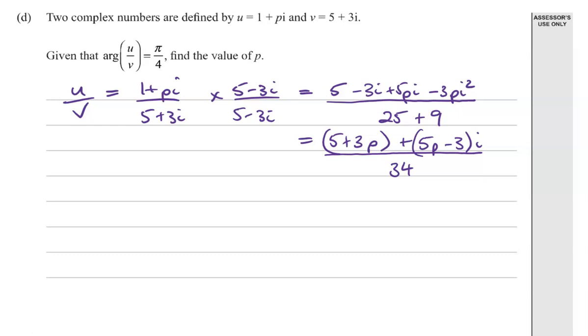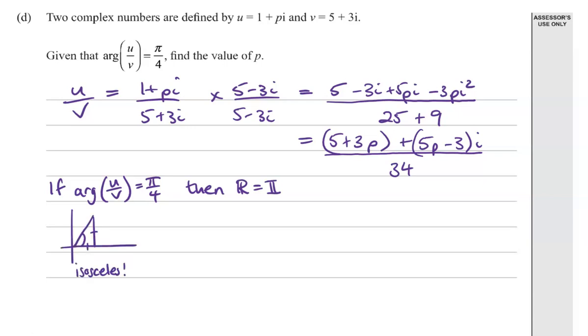Now the other bit of information we were told is that the argument of that number is equal to pi by 4. So if that's true, then the real and imaginary parts must be equal to each other, because an argument of pi by 4, that's 45 degrees. That gives you an isosceles triangle. So the distance on the real axis will be the same as the distance on the imaginary.